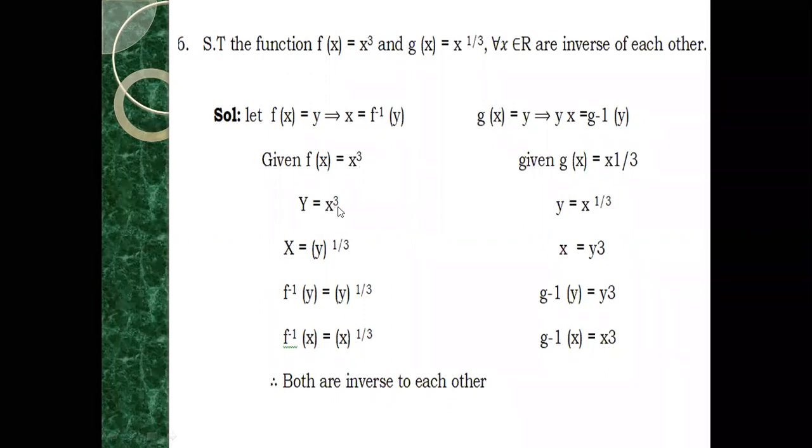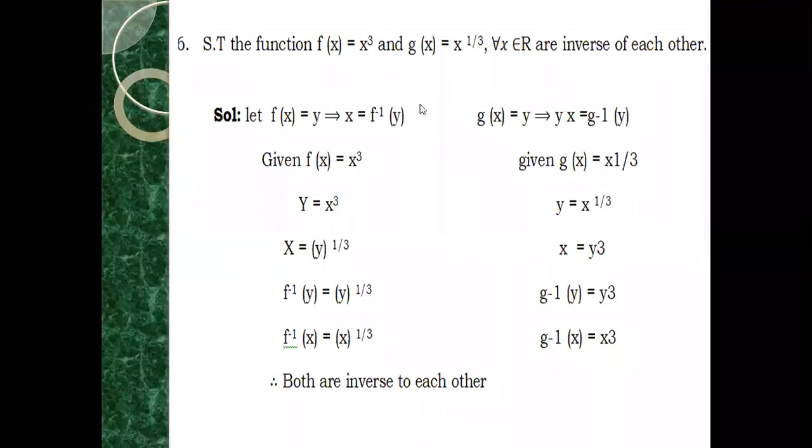Now we eliminate the cube, so we apply power 1 by 3 on both sides. So x cube whole power 1 by 3 is equal to y power 1 by 3. We get x is equal to y power 1 by 3. So we replace the x value: f inverse of y is equal to y power 1 by 3. Now we replace y by x. We get the inverse function, so f inverse of x is equal to x power 1 by 3.